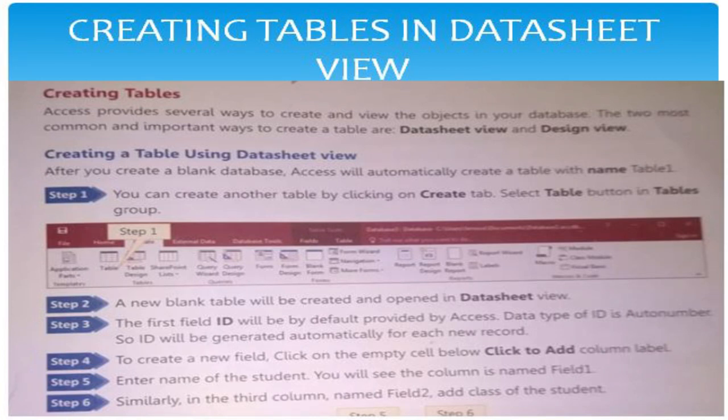Here I am writing un is number 3 and field 2 class 6. In this way we can create our table, and if you want to save this table, there is a save button here and a dialog box appears.